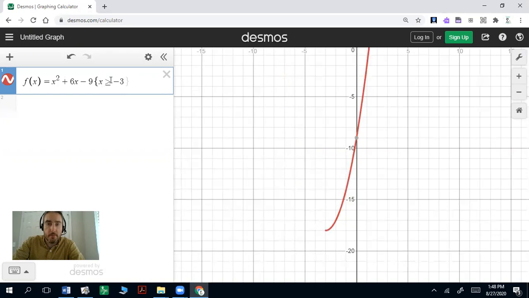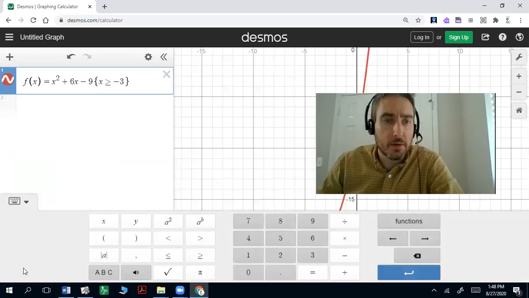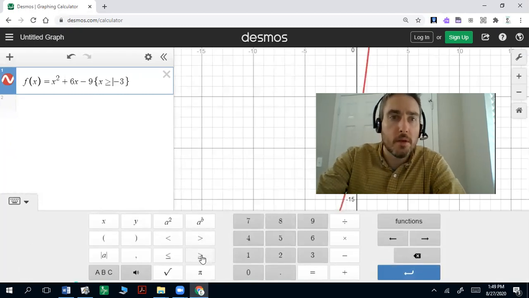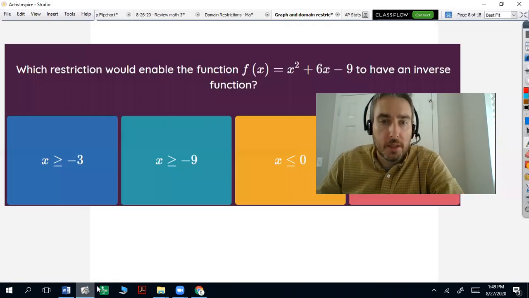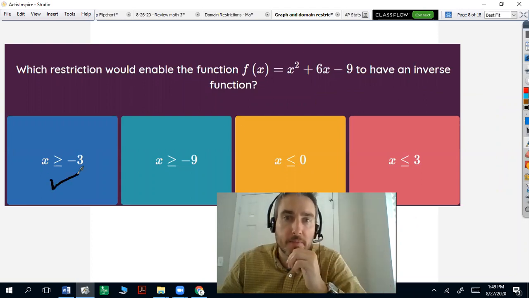Now when you do that, then you have an invertible function because it passes the horizontal line test. You could also do x is less than or equal to negative 3. But I think this question's answer choice was greater than or equal. You can also access those inequality symbols by going down here and seeing them down there as well. So going back to the question, the answer would be x is greater than or equal to negative 3 because that's where that vertex lies.